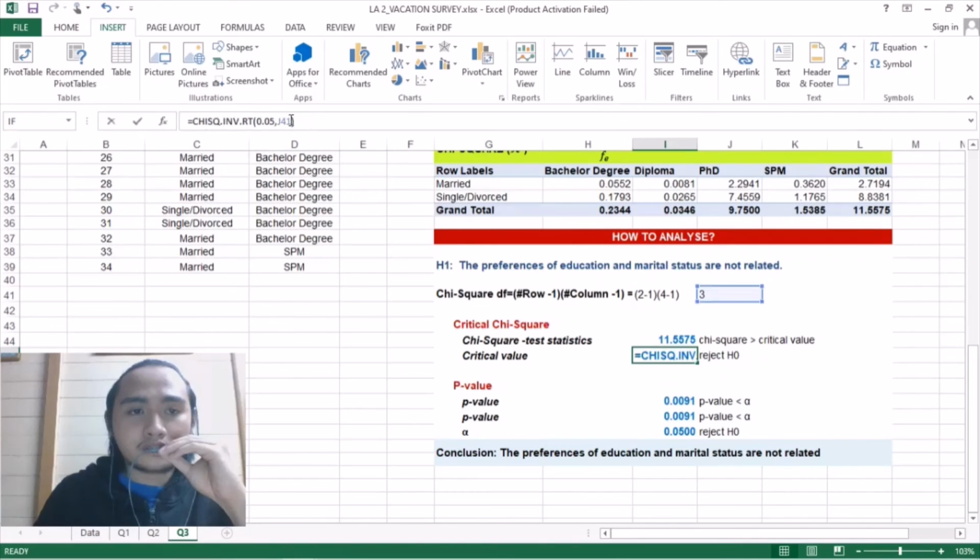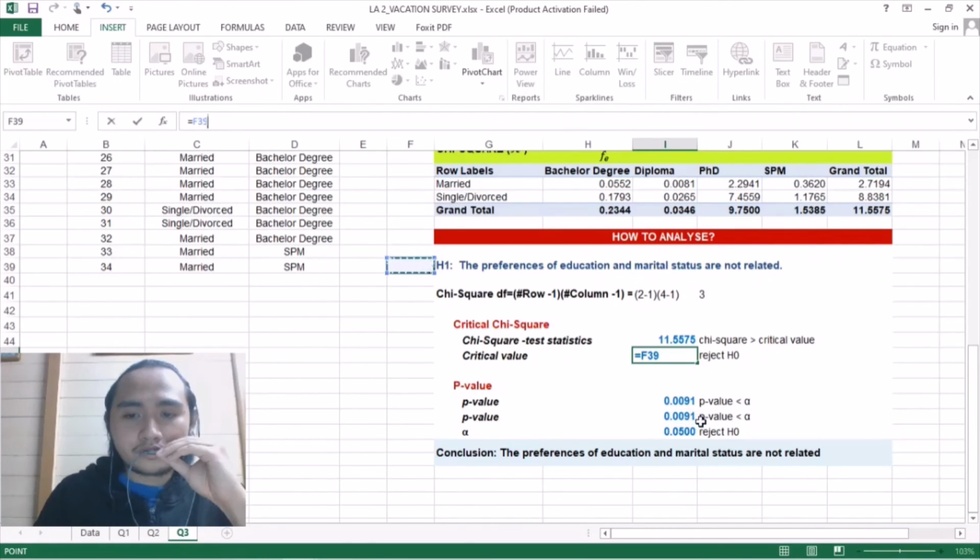For the critical value, use this formula. And for the p-value, the value is 0.0091, and the significance level is 5%. So the conclusion is that preferences, education and marital status are not related. Thank you.